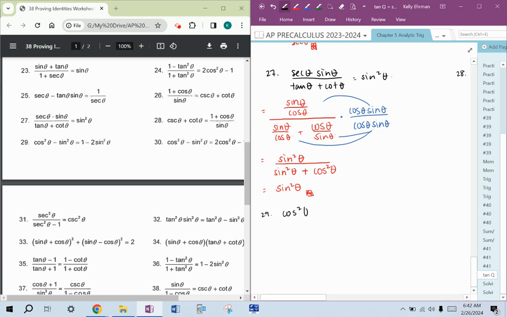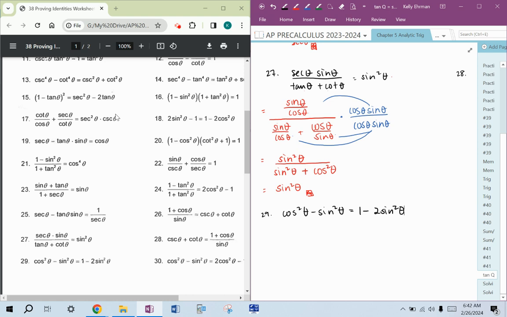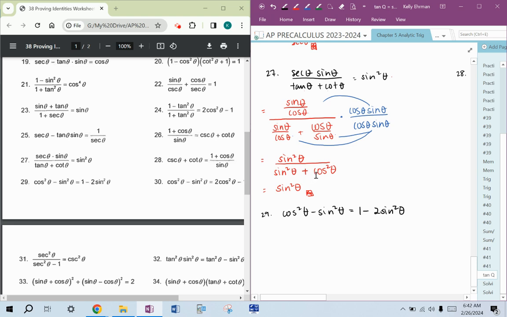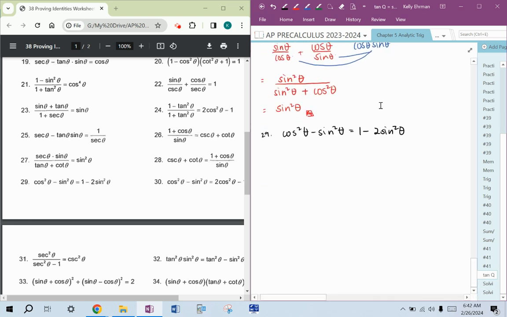is cosine squared theta minus sine squared theta equals 1 minus 2 sine squared theta. We made a substitution like this a couple problems ago. I'm trying to find it. Back here on number 18. So this is similar. All we have to do is take a look at what we're missing. So I'm going to start on the left side. The right side does not have cosine squared, so let's get rid of that. Let's replace cosine squared with 1 minus sine squared theta, and then you're subtracting this other sine squared theta. And if you just combine like terms, you get 1 minus 2 sine squared theta.